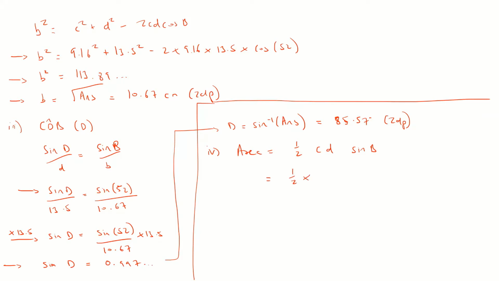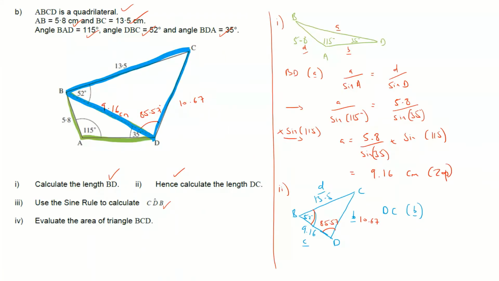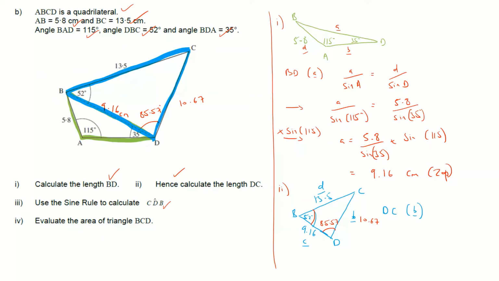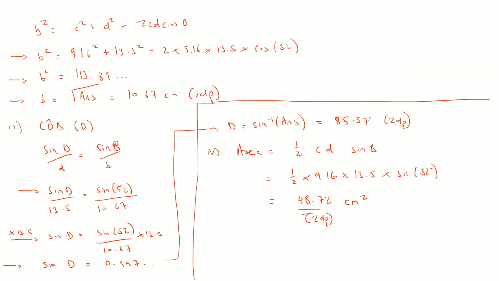So I just do 1/2 times, C is 9.16, D is 13.5, and sine B is sine 52 degrees. Put it in the calculator. So 1/2 times 9.16 times 13.5 times sine 52 gives me an area of 48.72 to 2dp, and again, it'll be in cm squared because it's an area, and my units for the question were in centimeters as well. Nice one.